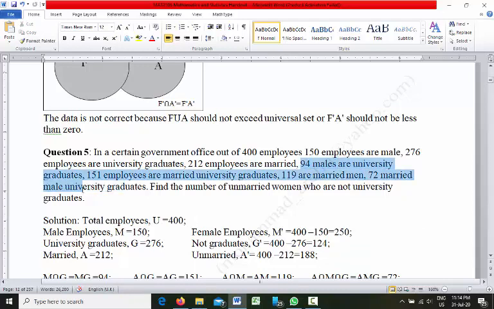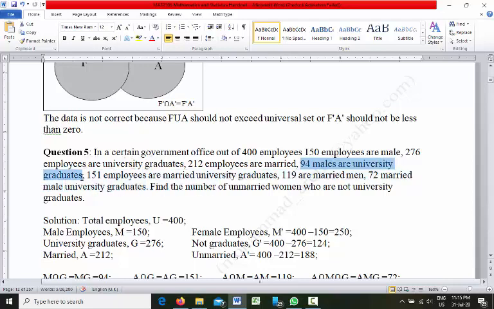94 male employees are university graduates. So 94 employees are male, and we already know male means M. At the same time, they are also university graduates. So 94 employees are male, which is M, and university graduate.